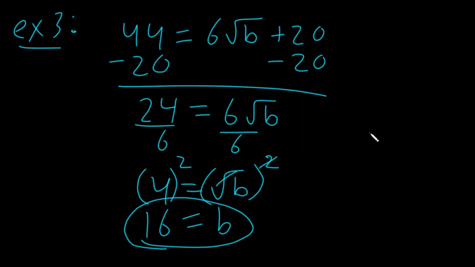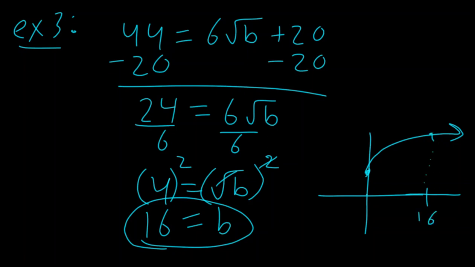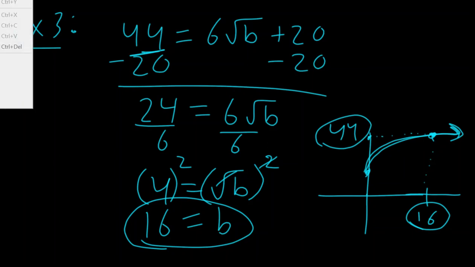Oh, and by the way, what would this look like? Well, a square root, it's always going to look something kind of similar like that. And this is kind of a rough sketch. We're just saying, hey, if our b was our x value and this was 16, we would simply be saying, hey, this is going up to a height of 44. So I just want you to understand we are solving for a specific point on a much more broad function. Okay, let's move on to our last example.